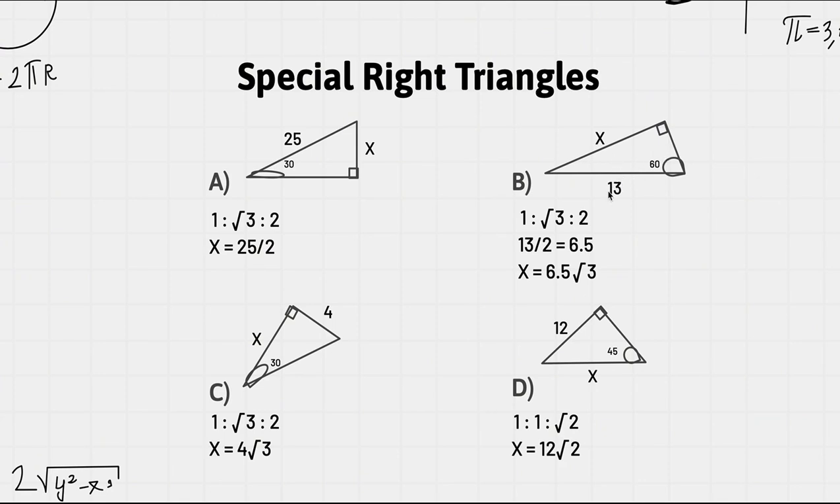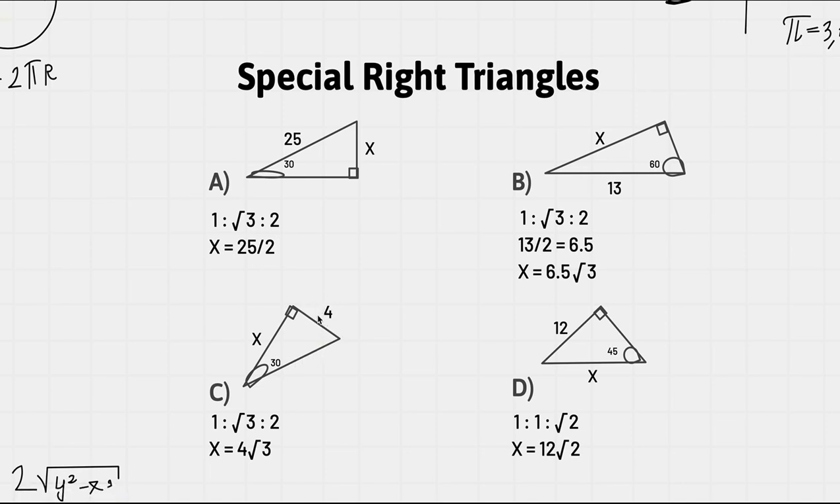So we have to divide it by 2, which gives us 6.5. And then once we have 6.5, now we can multiply it by square root of 3. And I use decimals here, so it's 6.5 square root 3, or it could be 13 square root 3 over 2. And then for our last 30, 60, 90 triangle over here, we have where 4 would equal 1.